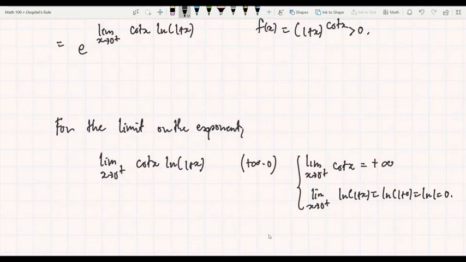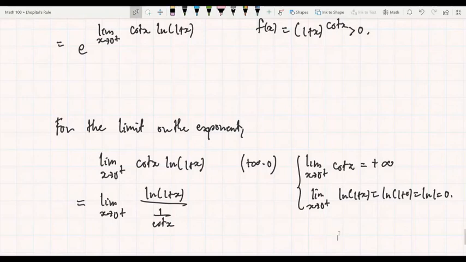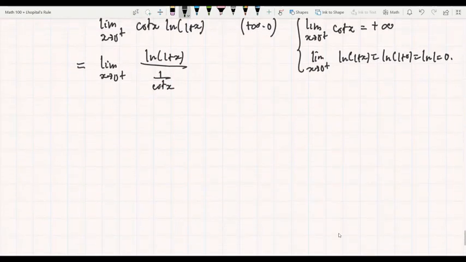So from these two calculations, the limit on the exponent has the form positive infinity times 0. So we have an indeterminate form, 0 times infinity. So we have two choices again, no? We can convert it to either 0 over 0 or infinity over infinity. So for this one, I will convert it to 0 over 0. So we have the limit as x goes to 0 plus. The 0 here is the ln 1 plus x, no? So we will just retain it as is, and then we will divide this by the reciprocal of cotangent x. So now, when we check the form of this limit, this is now 0 over 0.